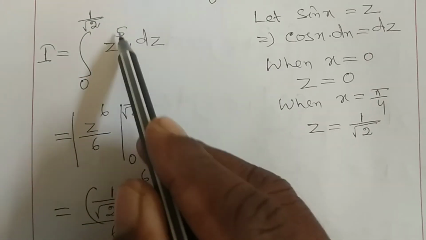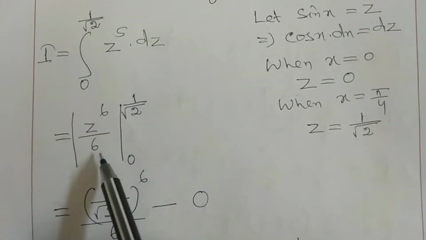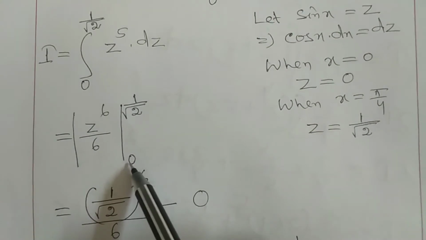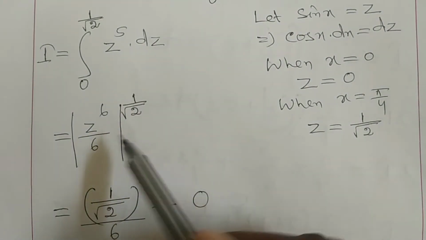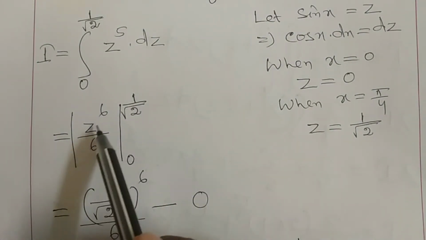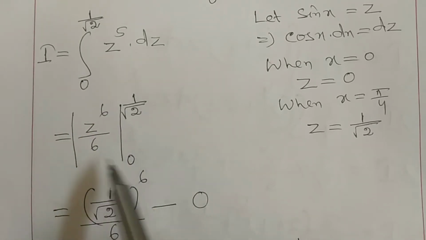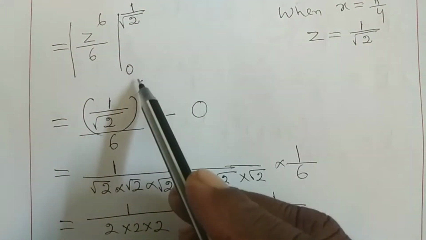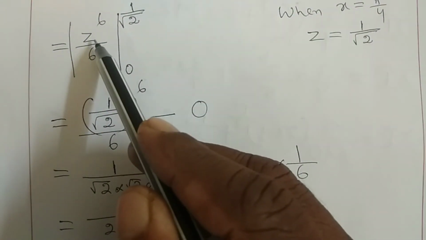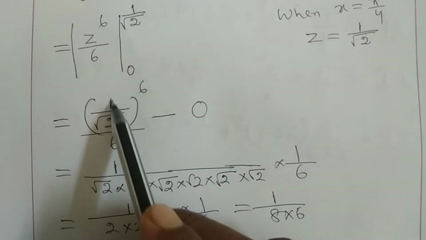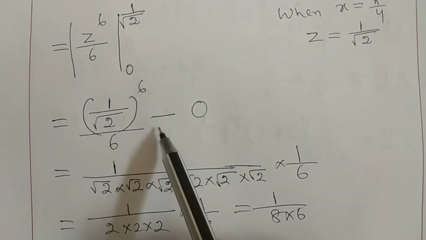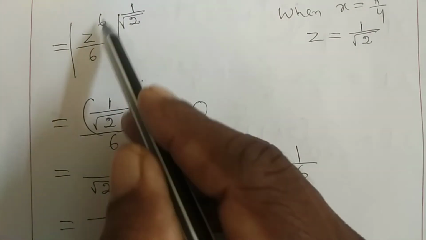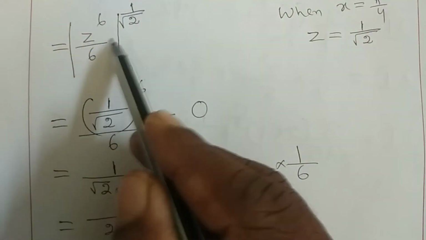Here the integration of z to the power 5 dz is z to the power 6 by 6, with range from 0 to 1 by root 2. So I is equal to z to the power 6 by 6 from 0 to 1 by root 2. Here 1 by root 2 is the upper limit and 0 is the lower limit. Putting the value of z, we have 1 by root 2 to the power 6 by 6 minus 0, since for the lower limit, 0 to the power 6 by 6 is 0.